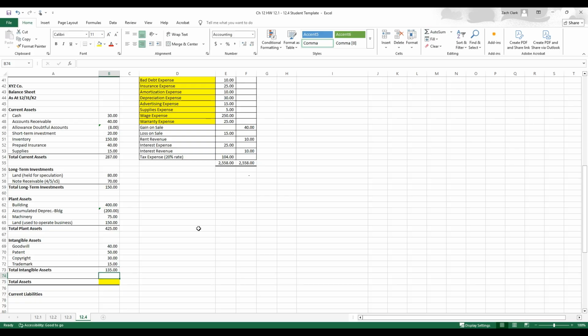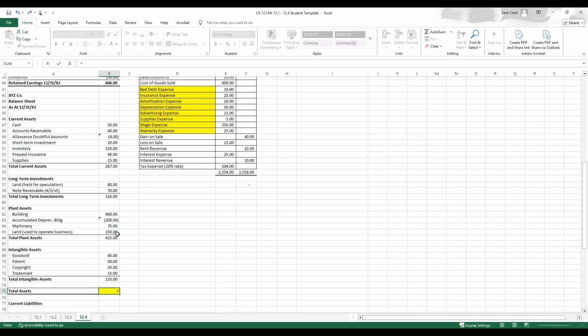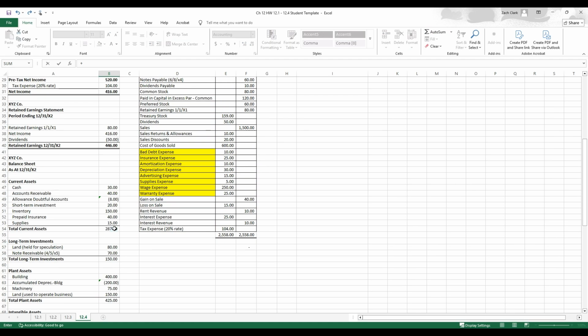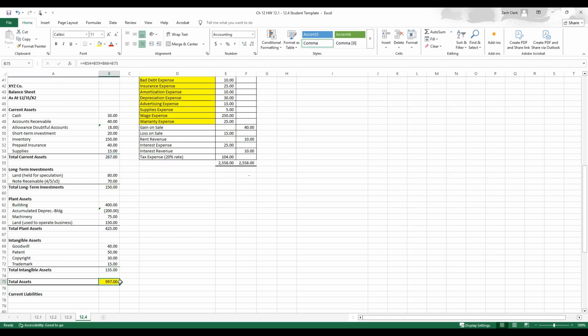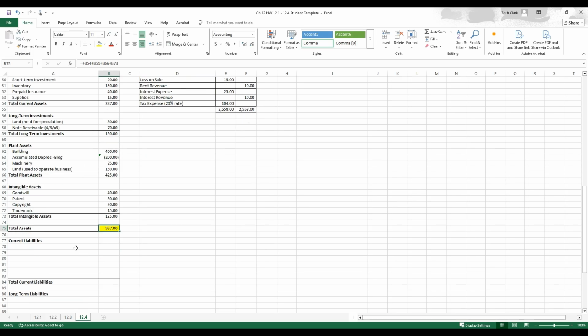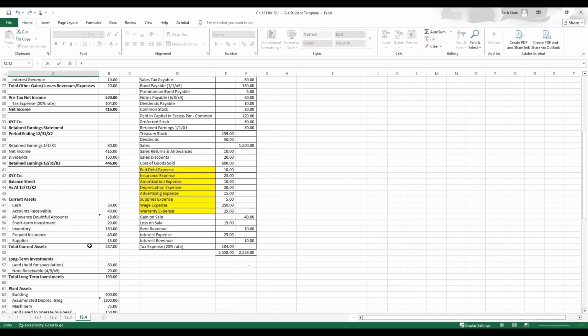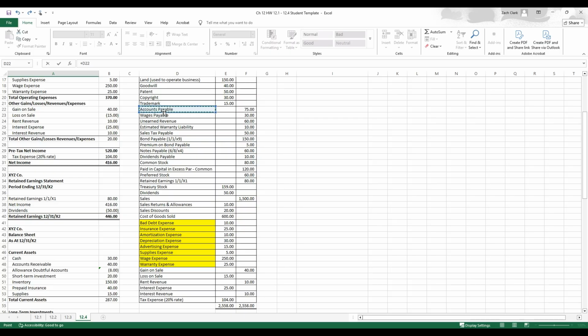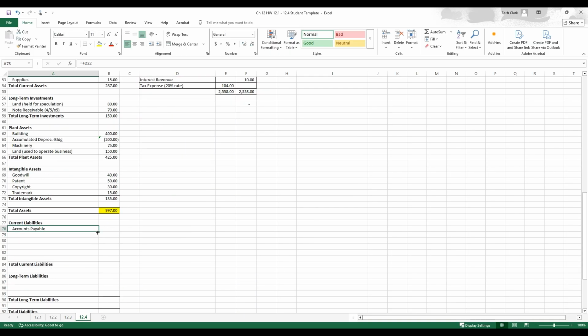Oh, it worked that time. AutoSum's working. That's funny. Okay, so then we'll add together all of our different asset categories to get total assets of 997. All right, now let's look at our liabilities. So let's start with accounts payable.